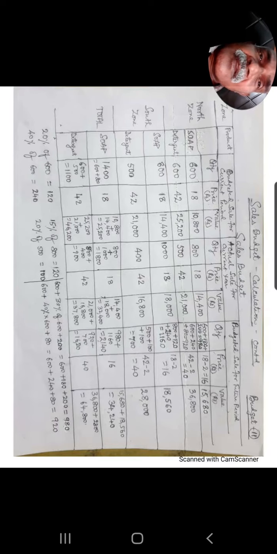Now we will prepare the budget sales of the future based on the estimates which we have considered in the question. What have we considered? Soap A is underpriced, so we want to increase the price by 2 rupees.